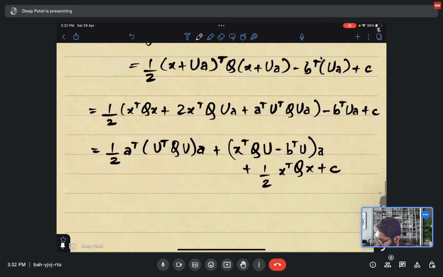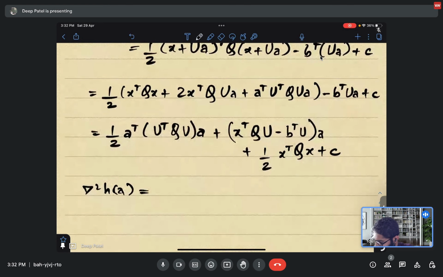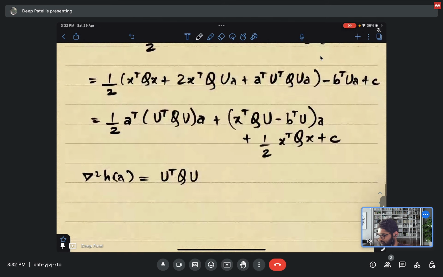Right, so here we'll have to be careful. The argument is a vector, so instead of the usual double derivative, we'll have a Hessian here, and as you can see from the expression, the Hessian is going to be u transpose Qu.